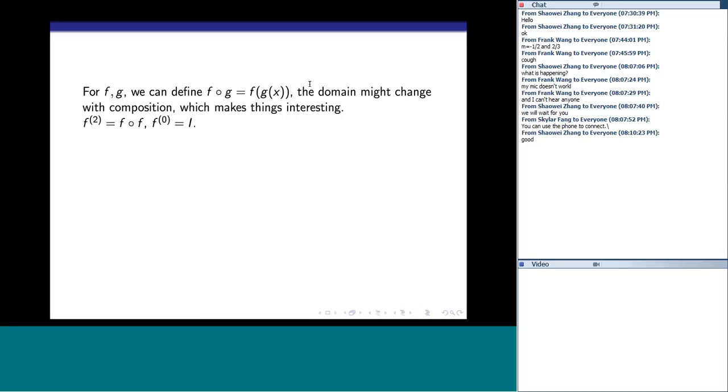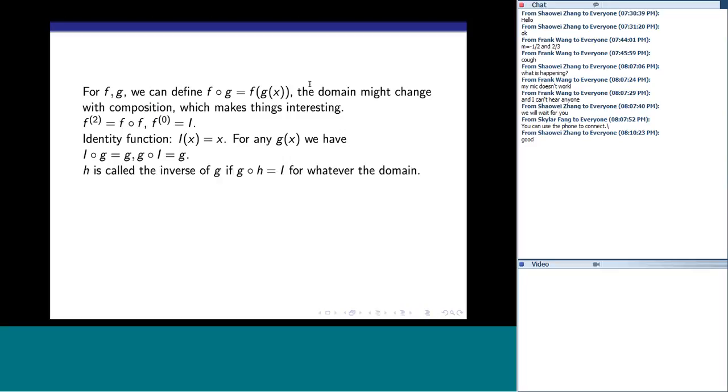What is the identity? Remember, the identity function maps everything to itself. So then we define something called identity. Anything composed with it is still that thing. Anything composed with identity is still that thing.